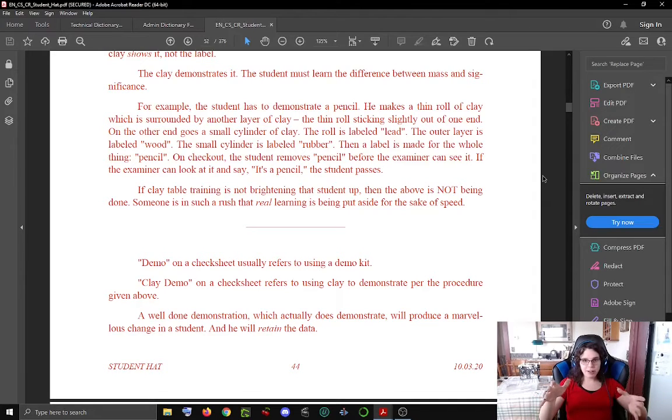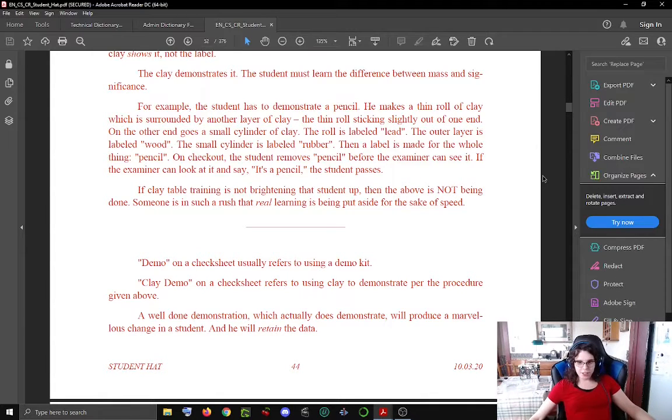If clay table training is not brightening the student up, then the above is not being done. It could be being done, and it still might not be brightening that student up because they don't have a problem with anything. They don't have any MUs or misunderstood concepts. They're doing what they're being told, which is the above. But clay demos might not do anything. So, there you have it.